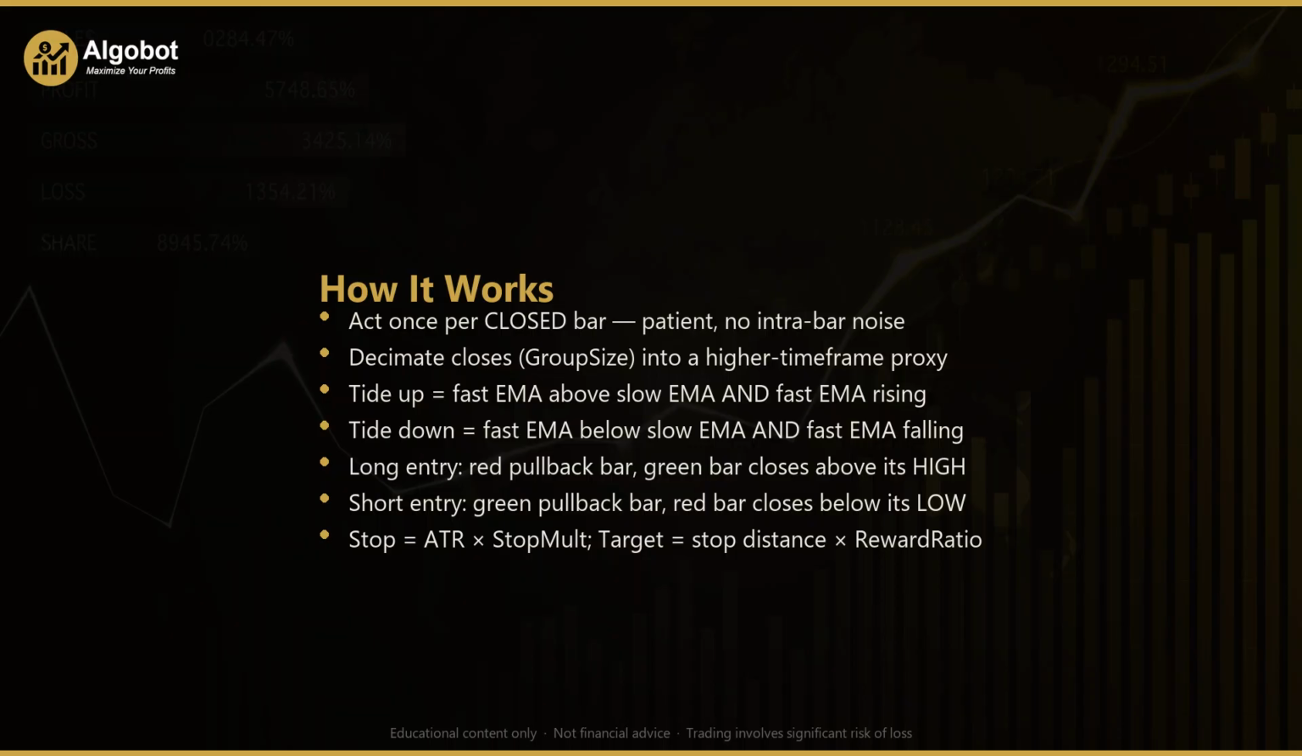The short side mirrors this exactly. With the tide down, the strategy needs the prior bar to be green, a brief pullback higher, followed by a red trigger bar that closes below the low of that green bar. That combination signals a sell.